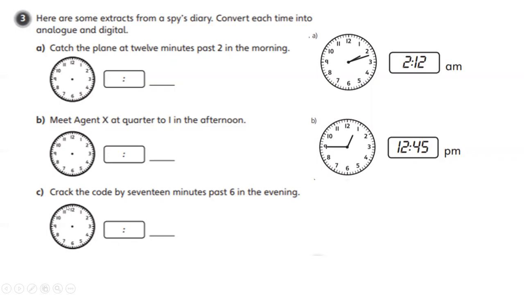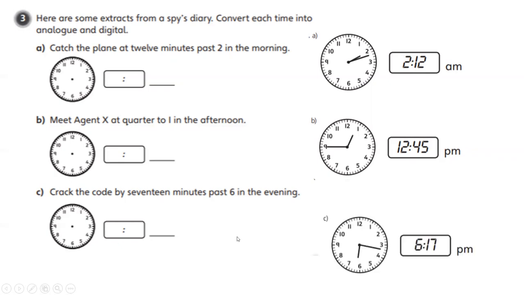And then we need to find 17 minutes. Well, we know when it's pointing directly at the 3, that's 15. 3 times 5 is 15. So we need 2 more minutes. So it'll be just here. And you can see that's what the analog and the digital look like for that time.